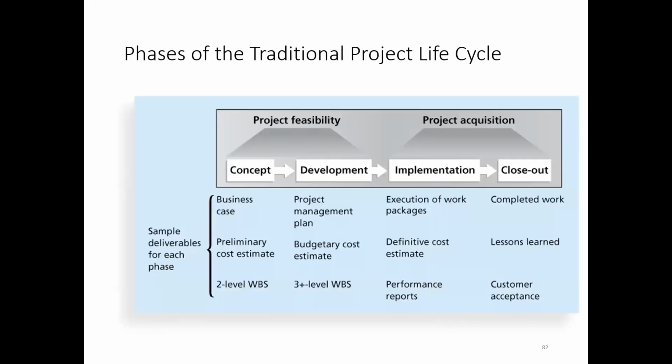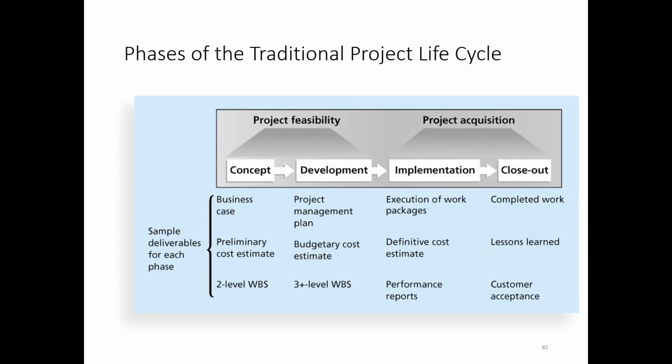And then the phases of the traditional project life cycle. In the traditional life cycle, we have concept, then we develop, then we implement, and then we close the project. So we have project feasibility, like a business case, and then we have the project management plan. Then in the implementation stage, we execute the project work packages, and then we close the project.